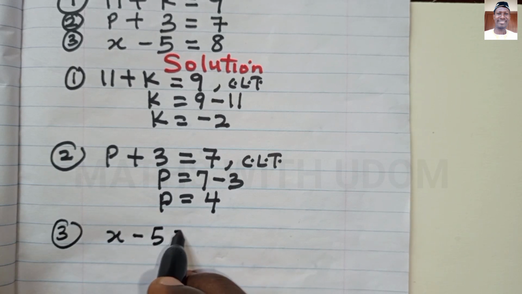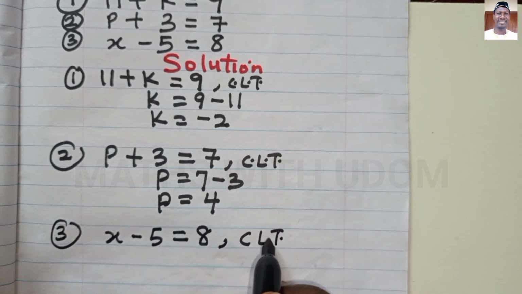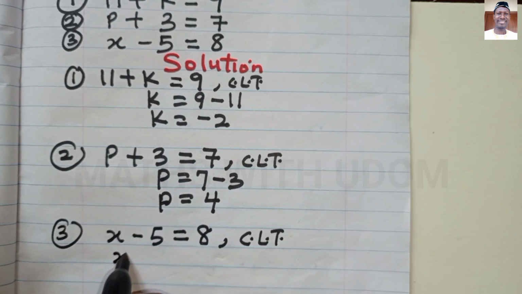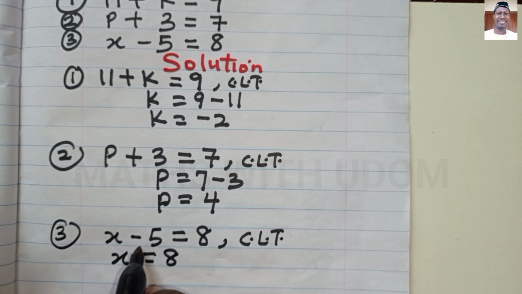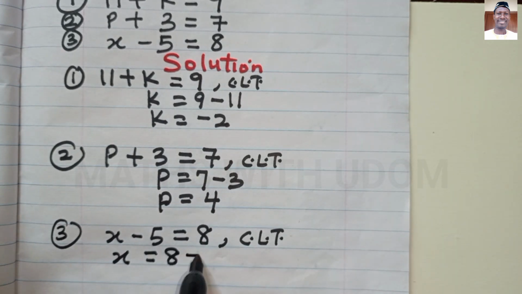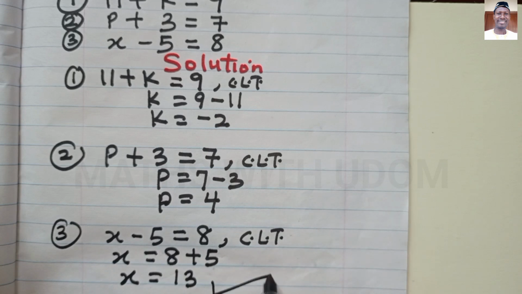x minus 5 is equal to 8. So we collect like terms. That will give us x is equal to 8, which is already on the right hand side. So minus 5 will cross over to the other side and turn to positive 5. Therefore, our answer is x is equal to 8 plus 5 is equal to 13. So these are our answers and they are all correct.